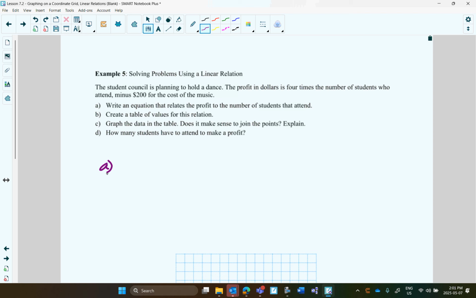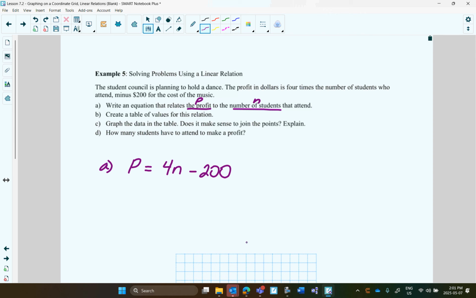Cost, C. Well, in this case, it would be profit. Oh, so we could call it P. So yes, capital P for profit is going to be 4 times the number of students minus 200. That's exactly right. So we call the profit P. We call the number of students N. So that's how we got our equation.